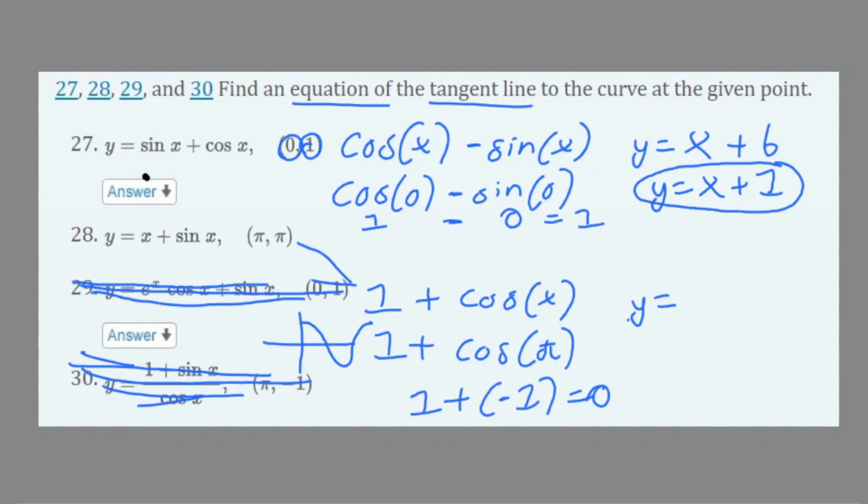So we could do y equals, we know the line goes through the y value of pi at the x value of pi, so since there's no slope to it, we could just put y equals pi. And that would be your tangent line for the equation, which is showing that the tangent line is going to be a horizontal line at the y value of pi.